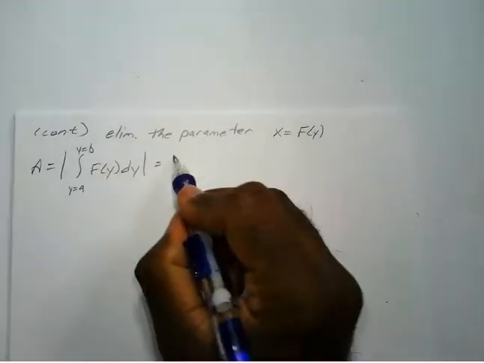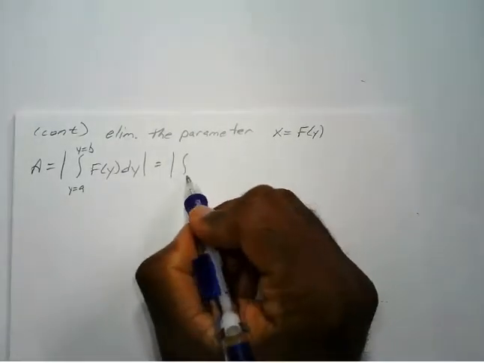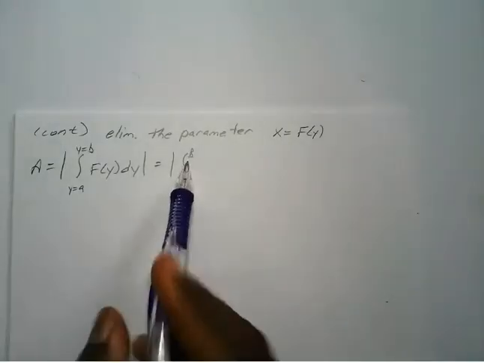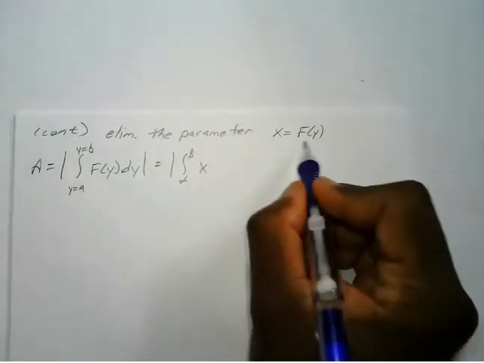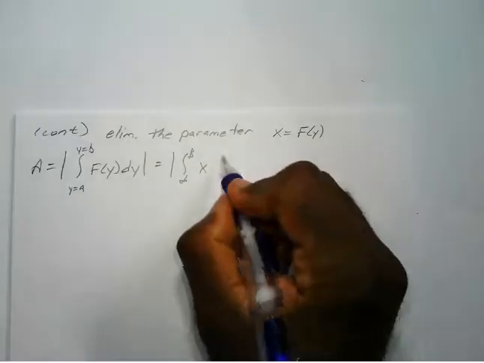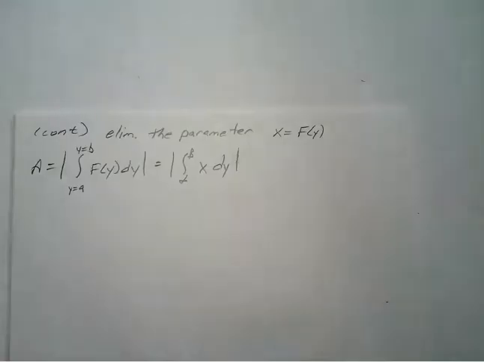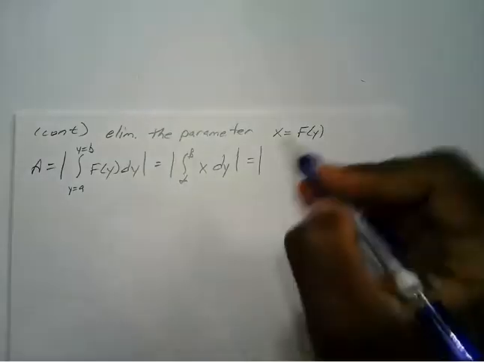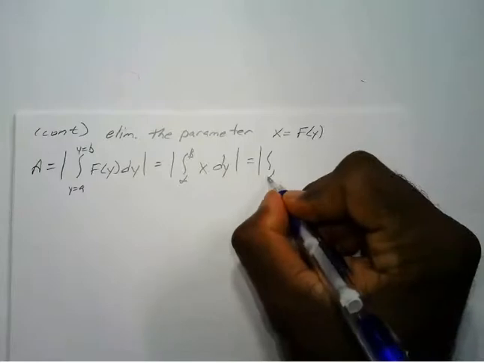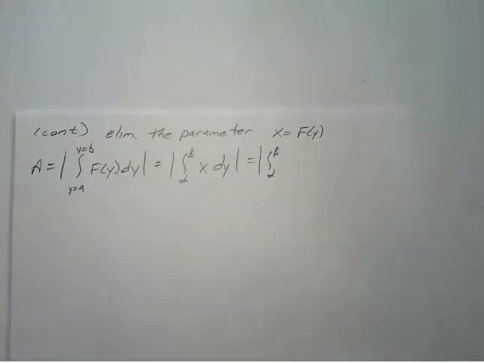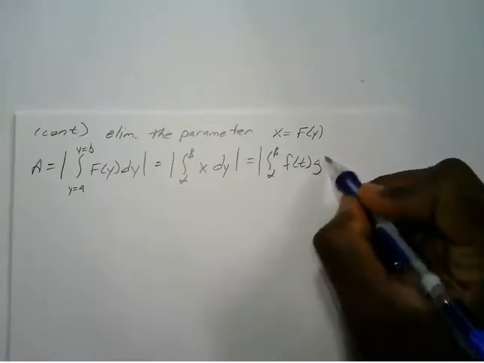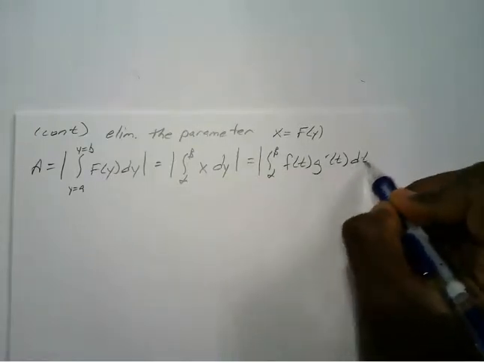This is going to equal the integral from alpha to beta, because now we're looking at t, since x is equal to f of y with respect to y. And if we work it out the same way we did the previous example, it still comes out to f of t, g prime of t dt.